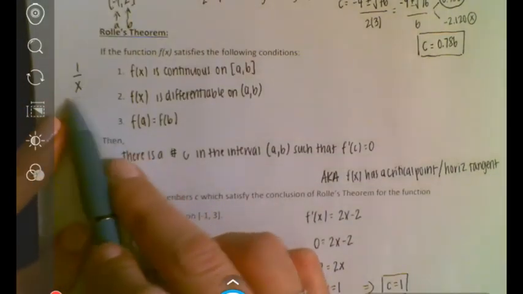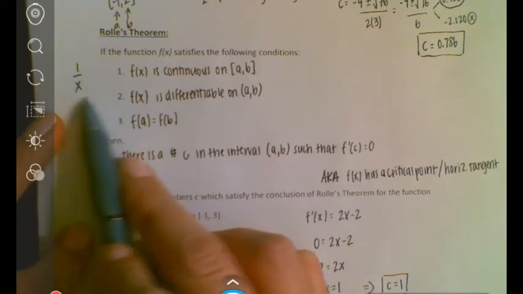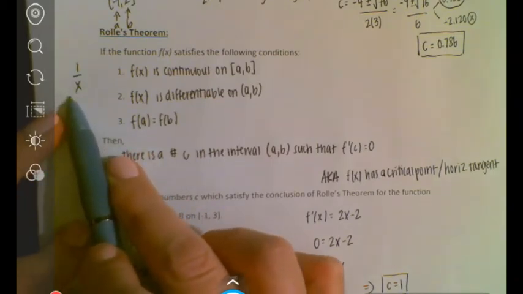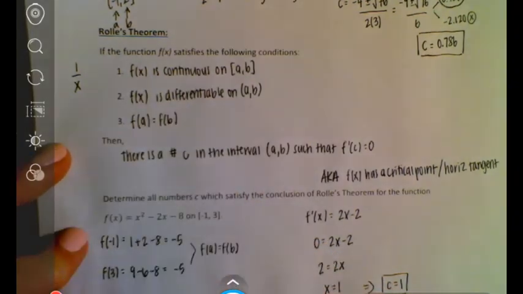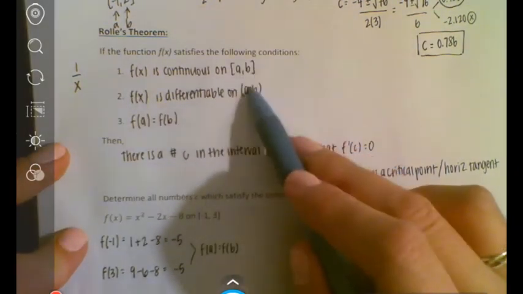So for example, if I have 1 over x, this is definitely not continuous everywhere, because at x equals 0 you have a vertical asymptote. So be careful of those rational functions, because a lot of times they're not going to meet your criteria, depending on what your interval is.